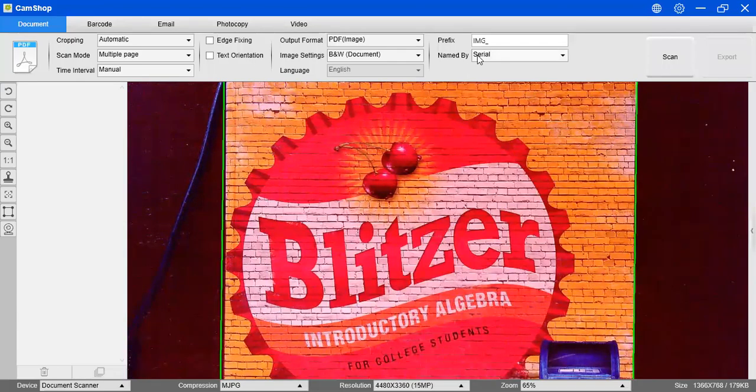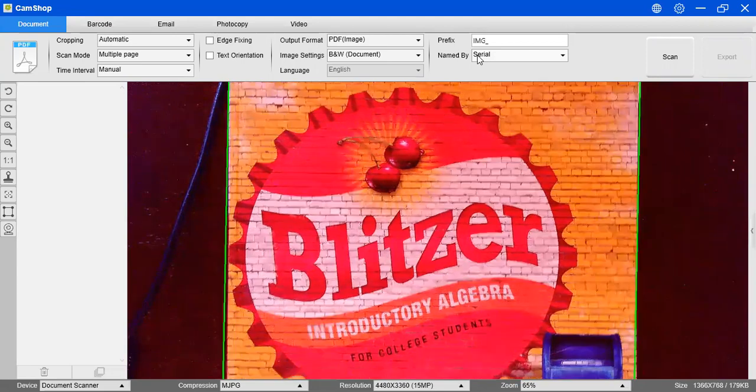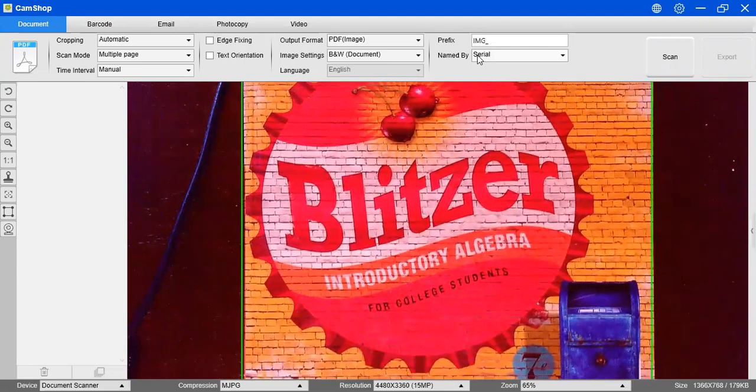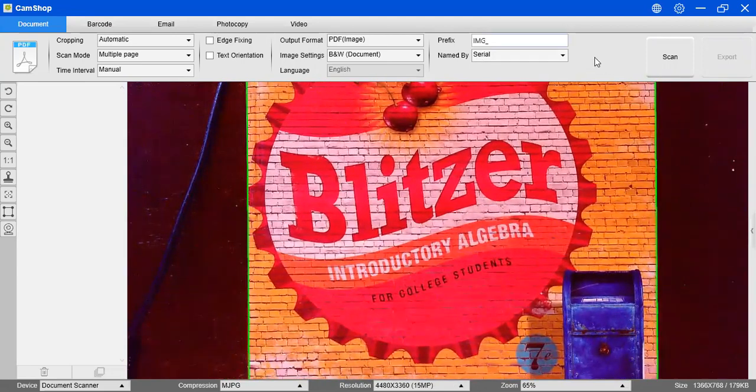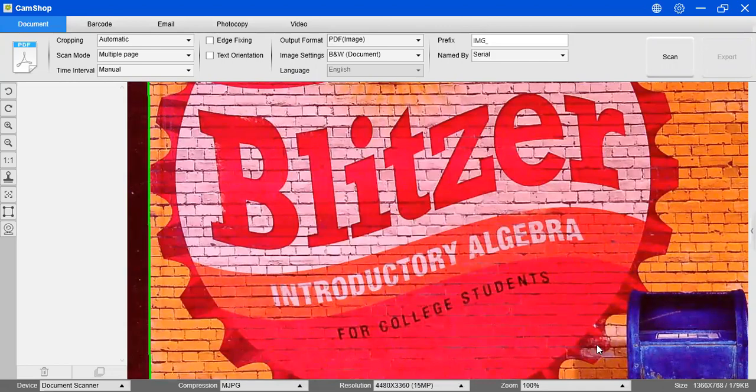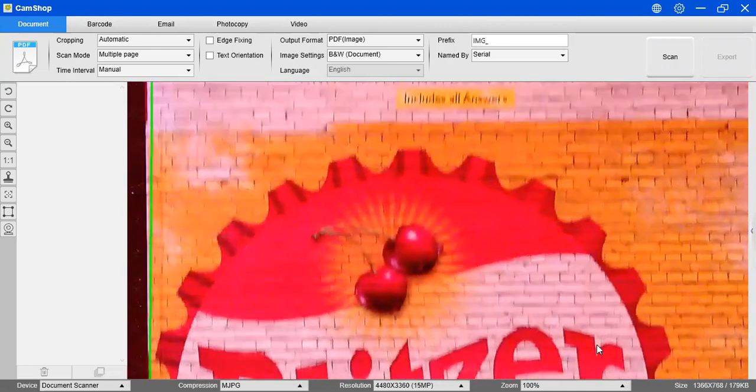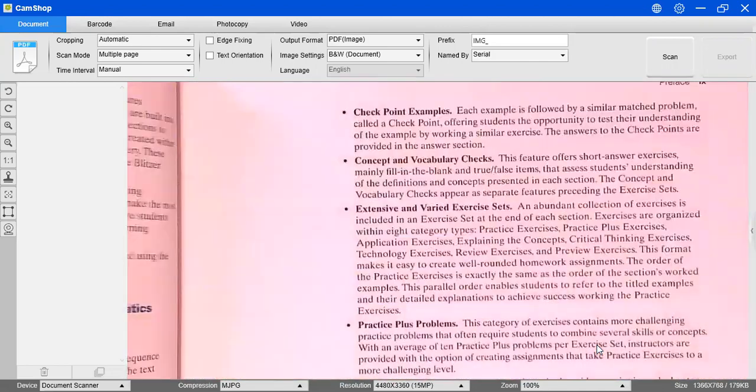This is the first lecture for Math 261, beginning algebra. And we're going to use this textbook. It's from Blitzer, Introductory Algebra for College Students. We're going to use the 7th edition. And we're going to start today with chapter 1. So chapter 1 is on page 1.